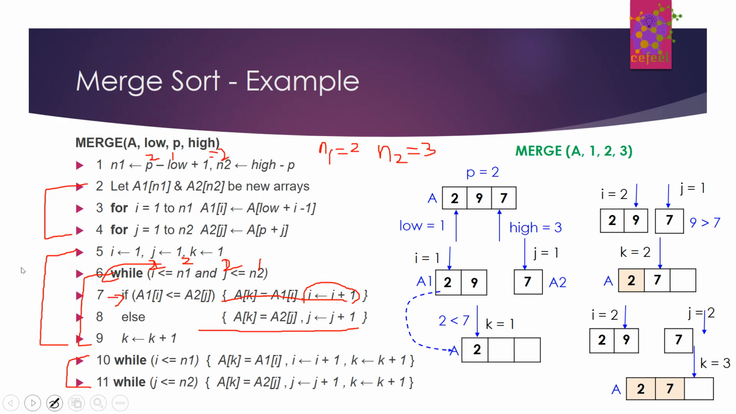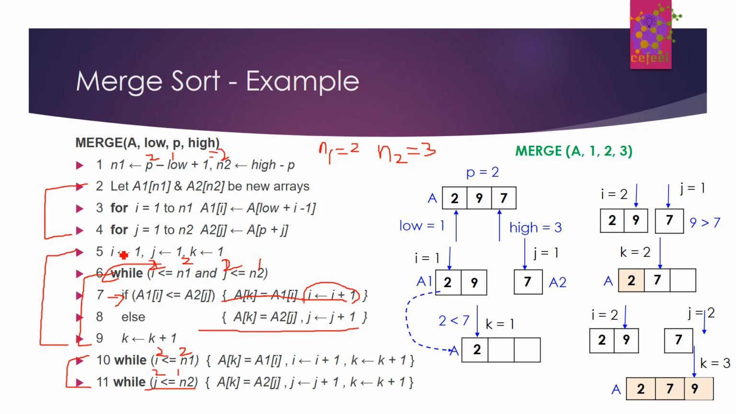In this case I is less than or equal to n1, which is true, 2 and 2, and hence we will copy the extra element, that is 9, to the remaining part of the array. Once we are done there, we are actually done, because the second while loop will not work. J is 2 and n2 is 1, which means there are no extra elements in the J array. So now we have 2, 7 and 9.